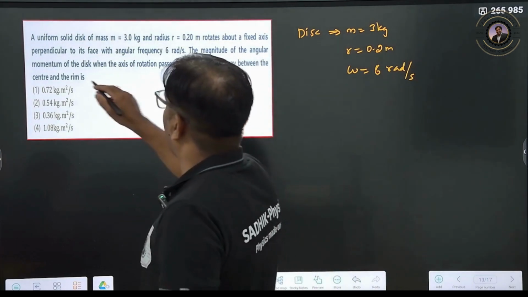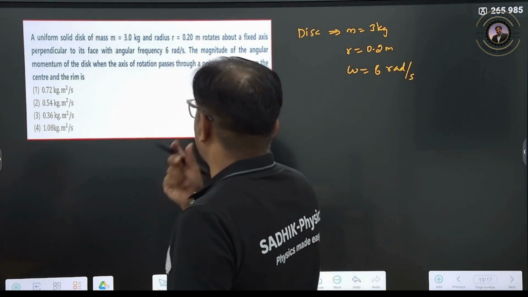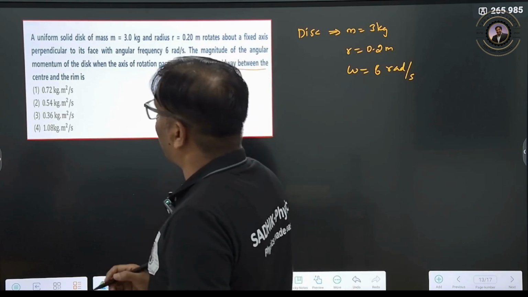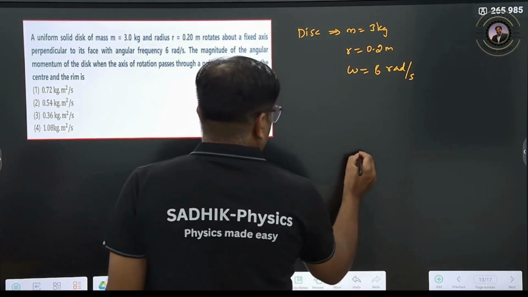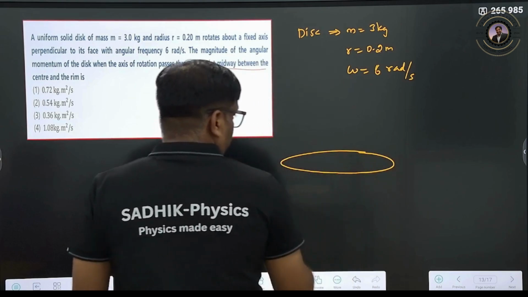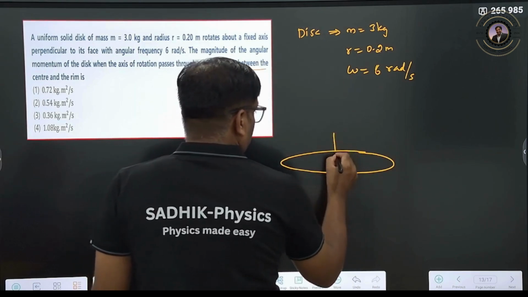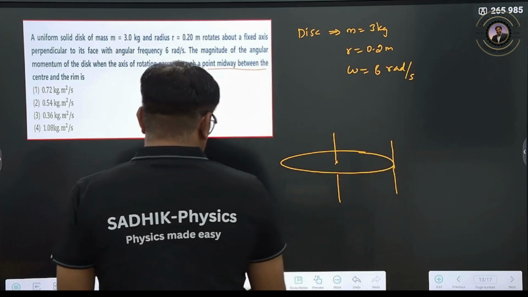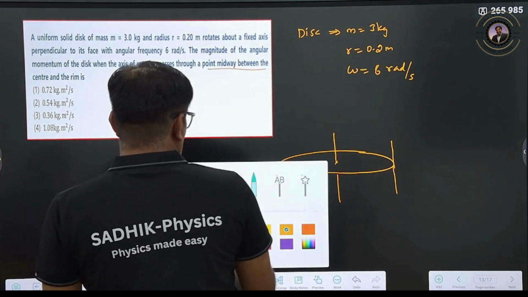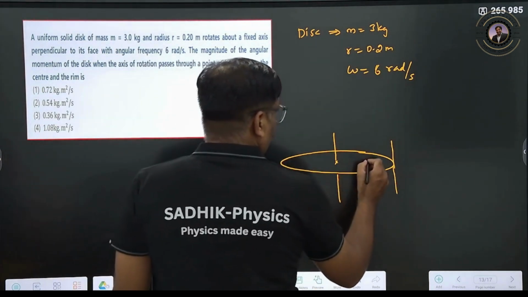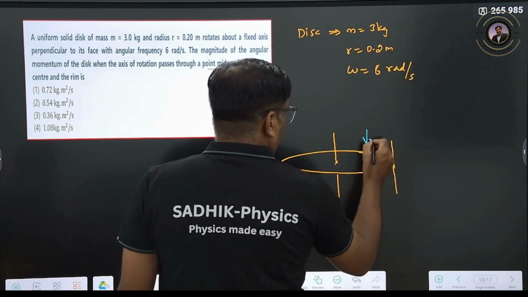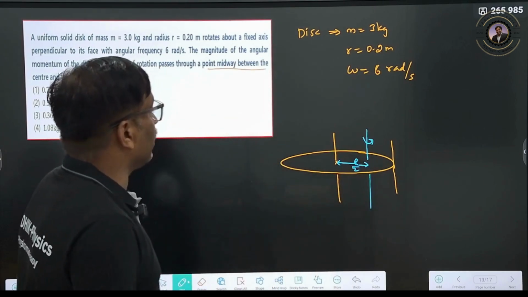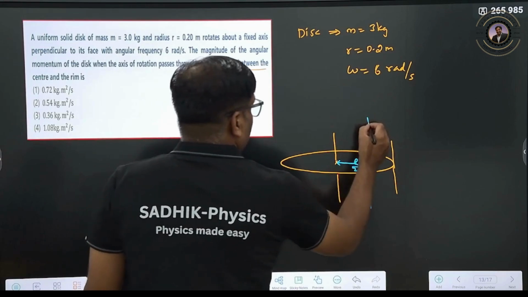The magnitude of angular momentum of the disc is to be found about an axis of rotation passing through the midpoint between the center and the rim. This is one disc, this is your center, and this is the rim. He is asking what will be the angular momentum when the axis is at the midpoint. That means the distance here is nothing but r by 2. Clear?